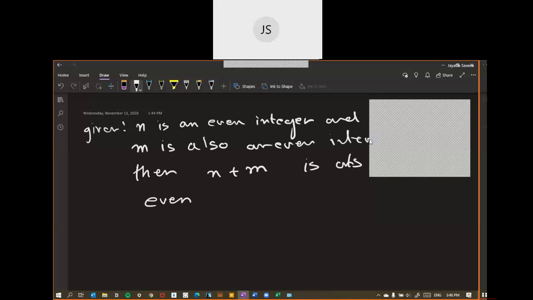It's saying that for any n, m even integers, you take two arbitrary elements from the set of even integers, and you add them, and you get something that is also even. So we say, let n be equal to 2k for some k belonging to the even numbers. Let's represent this set by E.